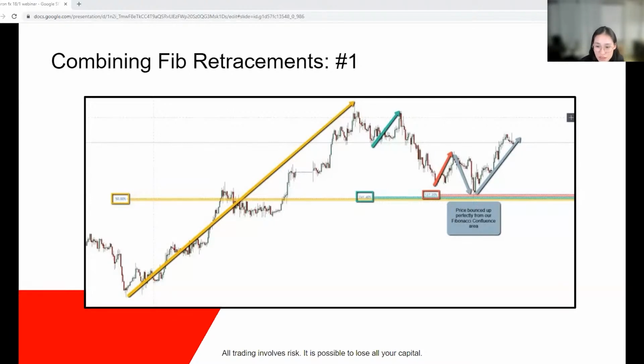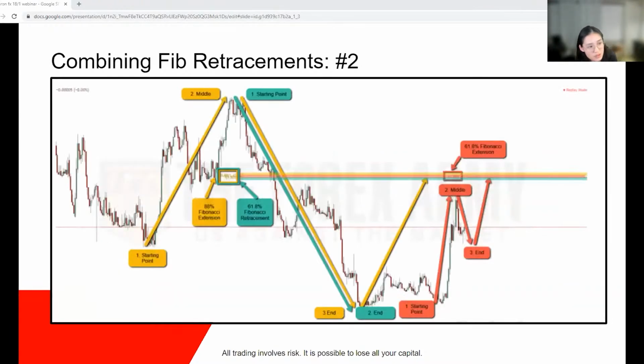Okay, let's move on. So here we have another example. In this example, we combine one Fibonacci retracement with 2 Fibonacci extensions. Okay, so the very first one, let's start with the yellow one. Starting point here, this is our middle point, and our ending point is here. So this is the Nike tick that we mentioned earlier, the Fibonacci extension.